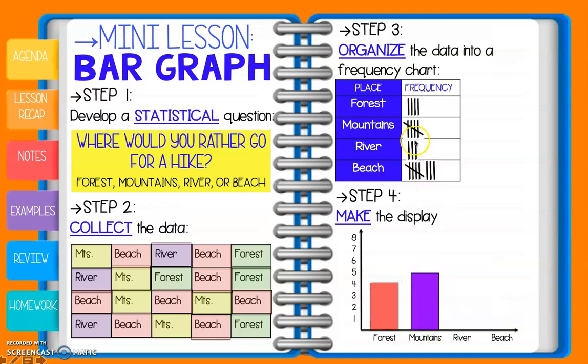For river, we had 3. So when we draw our bar for the river, it's going to go up to 3. And last but not least, we had the beach, which was 8. So we're going to draw our bar, and it's going to go up to the 8.